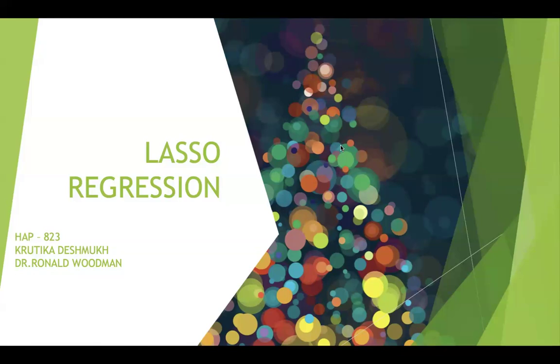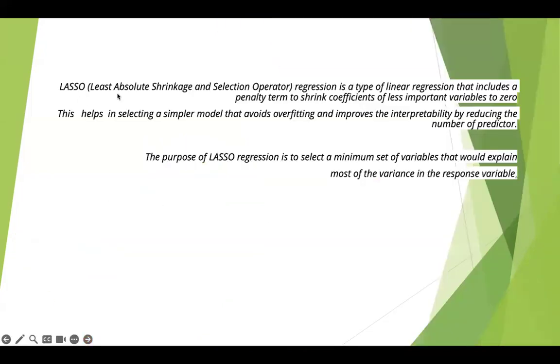So as a part of Teach 1 from HAP 823, I'm going to explain question number 3 from lasso regression. Lasso is nothing but least absolute shrinkage and selection operator. It's a type of linear regression which includes a penalty term to shrink the coefficients of less important variables to zero. This helps in selecting a simpler model that avoids overfitting and improves interpretability by reducing the number of predictors. The purpose of lasso regression is to select the minimum set of variables that would explain most of the variance in the response variable.